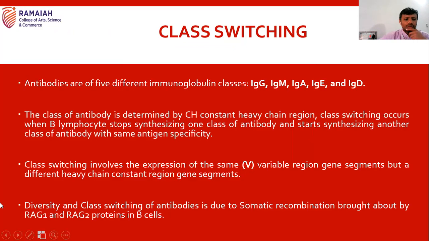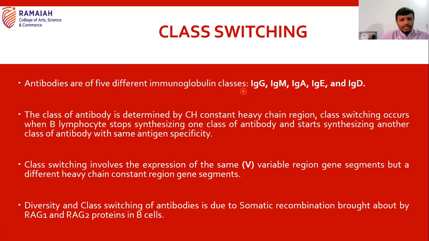Okay, so one more is with respect to class switching. The third way: the first is somatic recombination, the second is germinal shuffling, and the third is class switching. As I said, there are 5 different types of immunoglobulins, so we have to know very clearly how this change takes place.